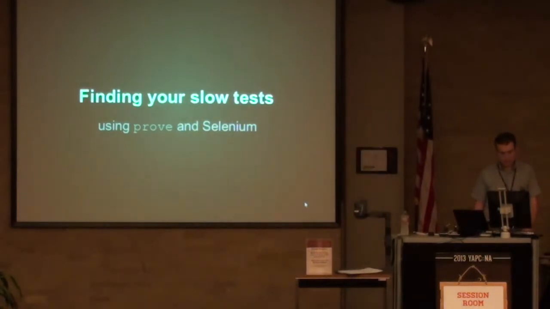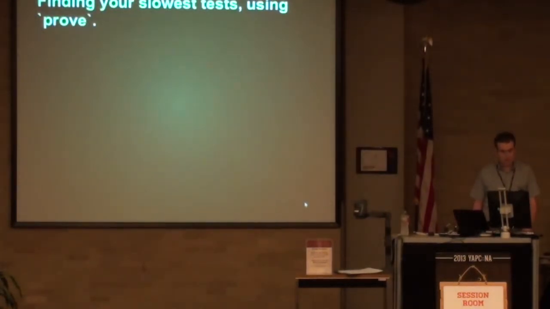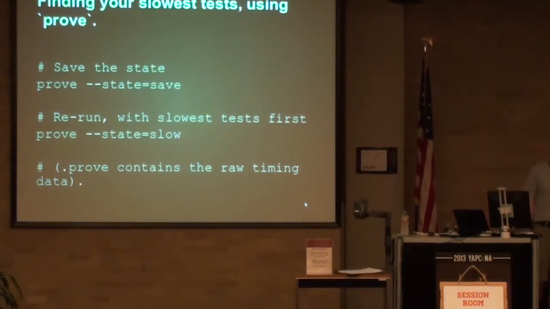Finding your slow tests. First, we'll look at doing that with prove. If you're not familiar with prove's state system, I recommend checking it out. It can save the state of your test suite in a file and then do things with it. The first example I show is saving the state, and the next one is rerunning the files that you just ran, but with the slowest tests first. That's one way you can see what's slow in your suite. If you look at the .prove file, it contains the raw timing data. This isn't my preferred way to find slow tests, but a lot of people already have prove installed, and it's easy to use.